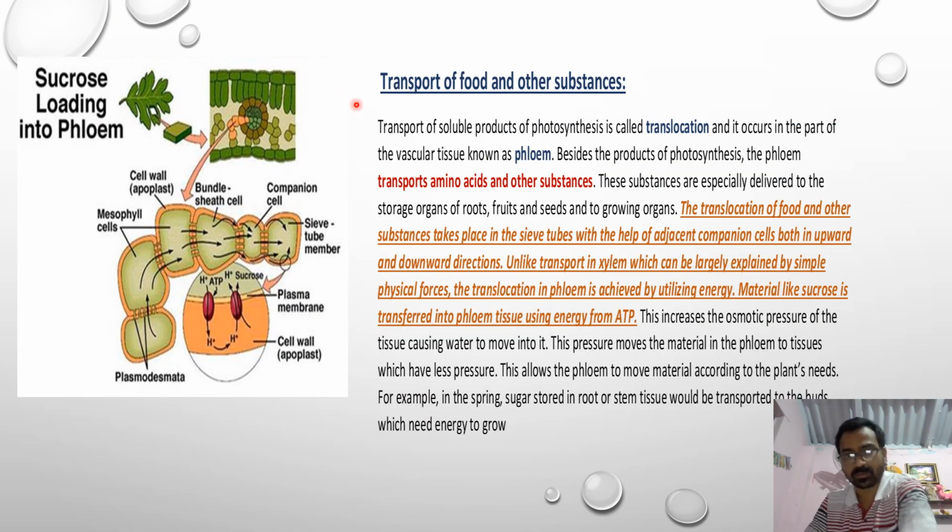Now let us see how the transport of food and other substances takes place in plants. So look at the diagram. You can see this is the leaf. The leaf has two epidermises. The upper epidermis has the palisade long elongated cells. Thereafter the lower epidermis has the spongy cells. And this is the midrib area where xylem and phloem elements are found. This is the enlarged view of the phloem element containing the sieve tube element.